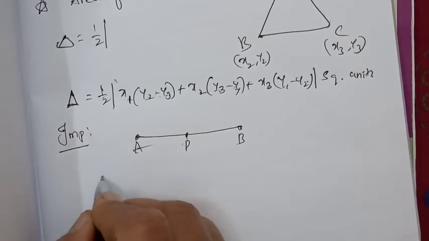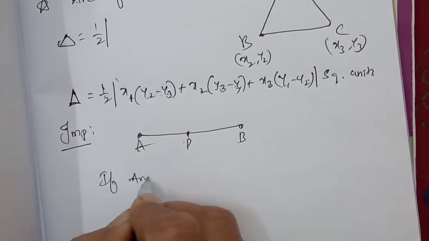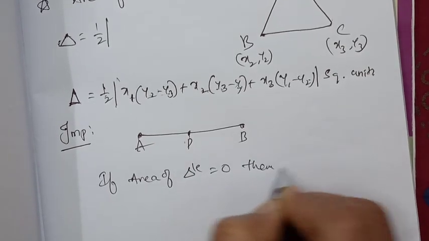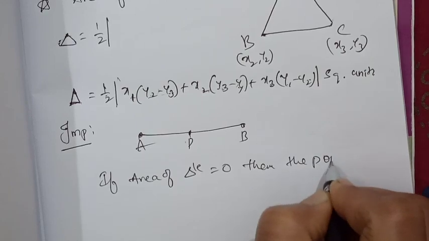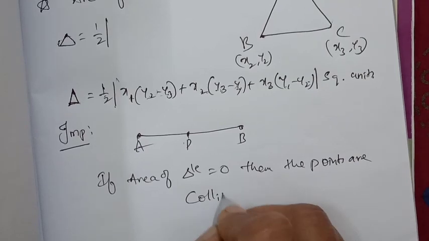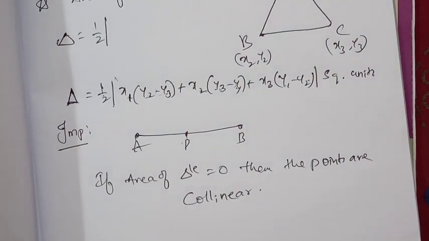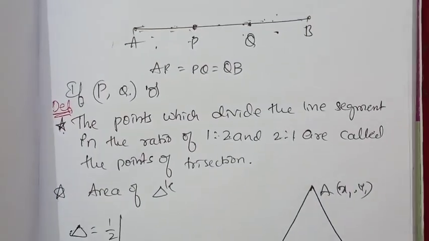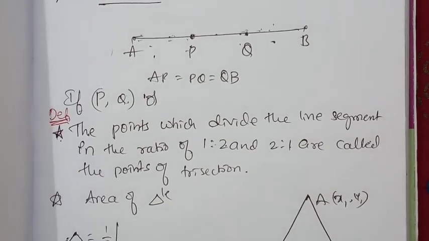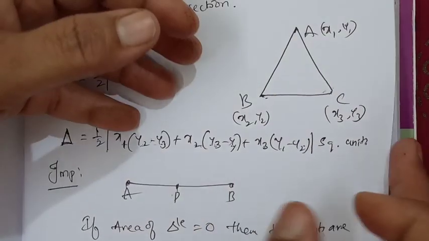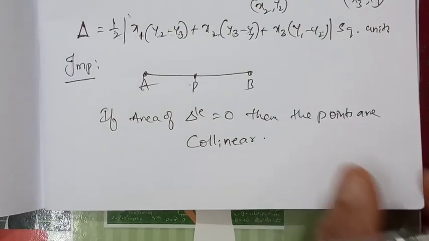We have to check if the area of the triangle is equal to 0, then the points are collinear. Okay, so children, when three vertices and the coordinates are given to us, we know the formula of area of triangle. Next, what is exactly the area of triangle formula?